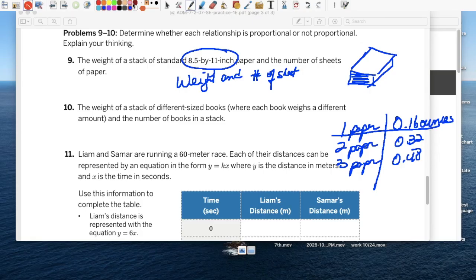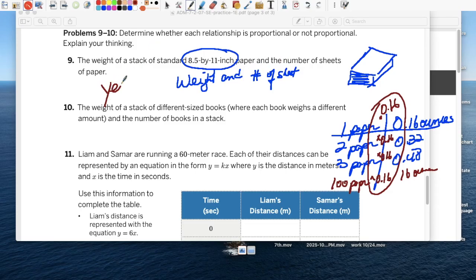Now, I created a table. So now, times 0.16, times 0.16, times 0.16. So what if I had 100 sheets of paper? What would you do to find the weight? Well, times 0.16, and that would give you 16 ounces, right? Is the constant of proportionality the same when you relate the number of sheets and the weight? Yes. So, is this proportional? Yes, it is proportional. Okay, so you can always create a table to make life easier.